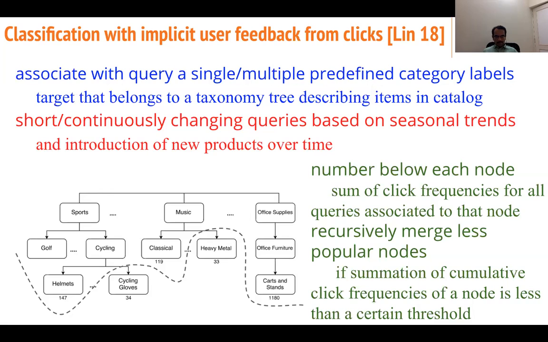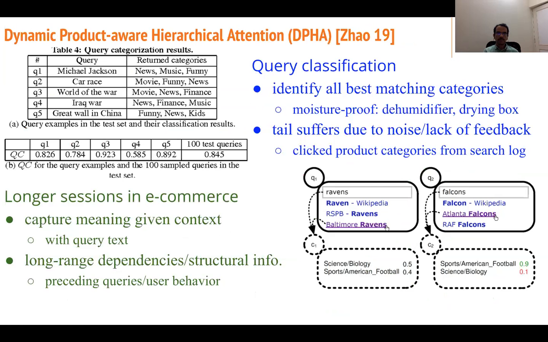Due to the popularity of certain product categories, the node frequency is unevenly distributed. So query classification identifies all best matching categories, like moisture proof could be dehumidifier, drying box. The tail suffers due to noise or lack of feedback. Clicked product categories come from the search log.